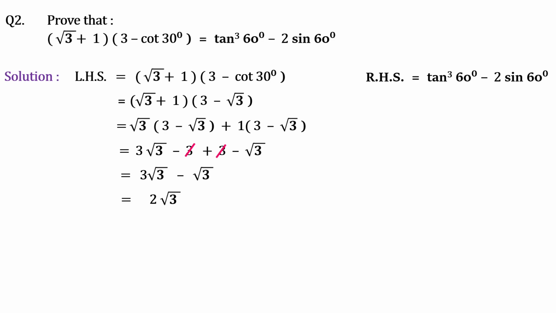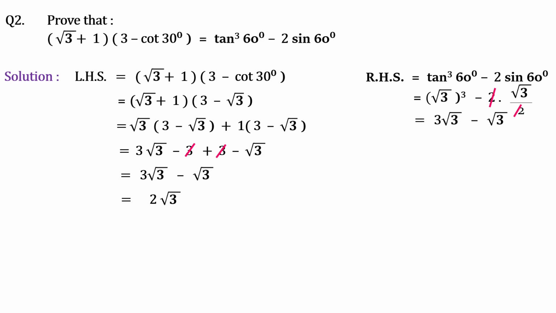Now let us see the right hand side. In right hand side I have tan cube 60 minus 2 sin 60, and we know both are standard angles, we know their values also. Tan 60 is root 3. Since it is tan cube 60, this value has to be cubed. Now next we have minus 2 sin 60, that means minus 2 into the value of sin 60, and the value of sin 60 is root 3 by 2. We will substitute. The first thing is 2 gets cancelled with 2. Now I am left with root 3's cube minus root 3.